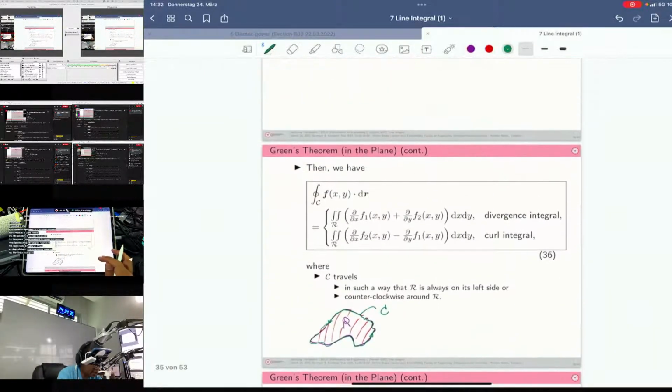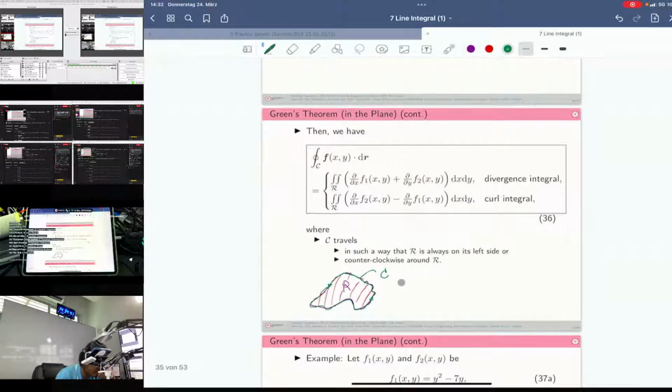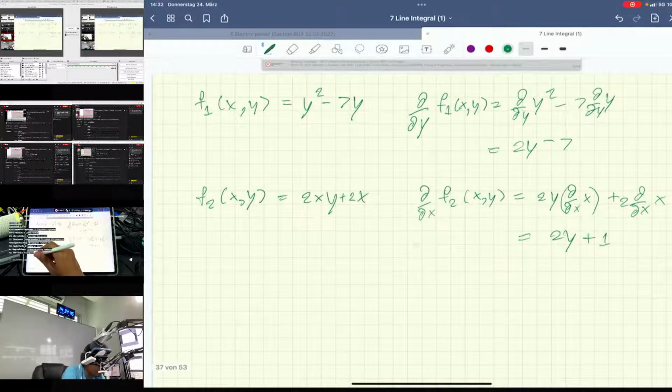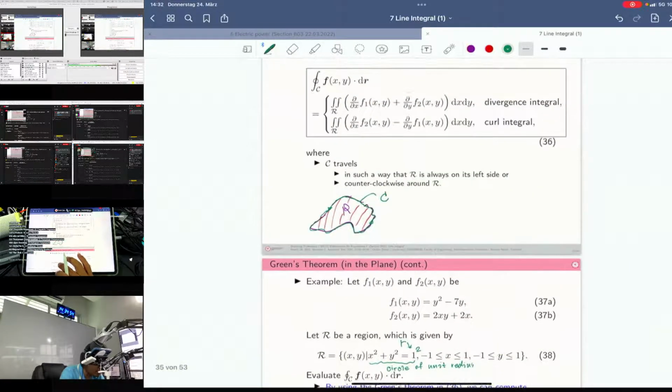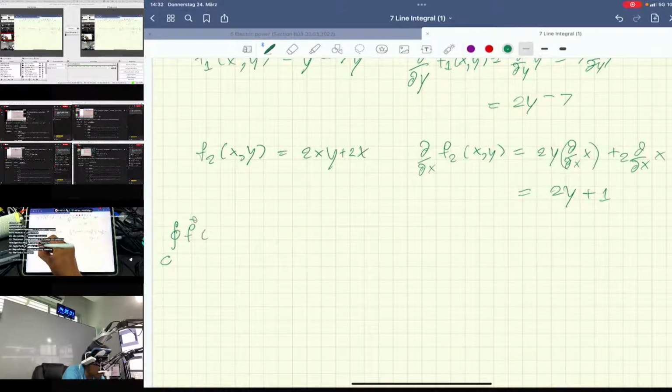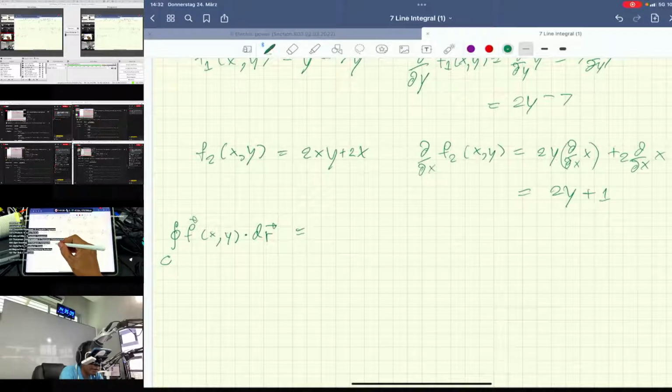Okay, let's use the curl integral here. The integral in the closed path of any function F dot dr will be the integration over the region R.